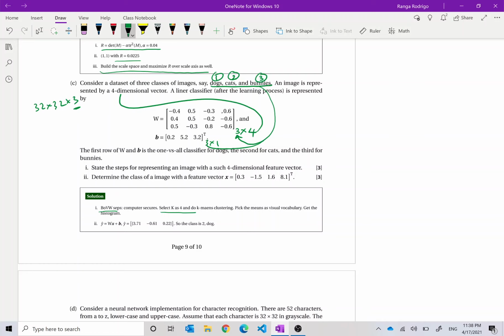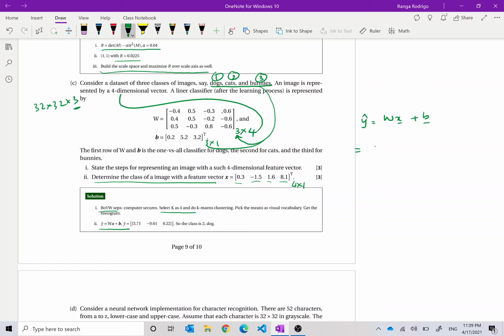How do you get the class scores? You get them by y equals Wx plus b. Now here we are given that a particular image has the vector 3, minus 1.5, 1.6, 8.1. Of course, it is 4-dimensional. There are 4 numbers in this vector, so you have to write y hat is Wx plus b.